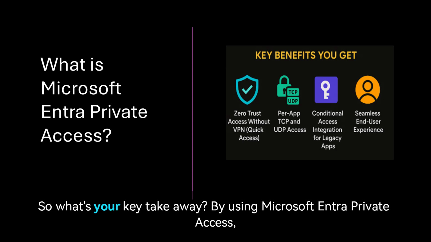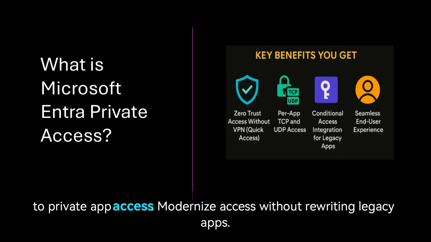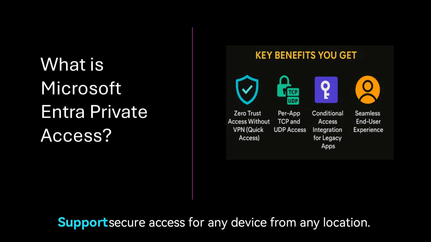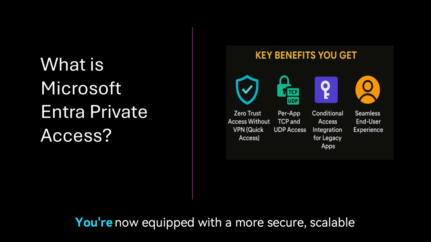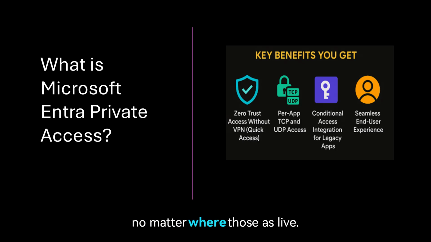So, what's your key takeaway? By using Microsoft Entra Private Access, you remove the complexity and risk of VPNs. Apply zero-trust principles directly to private app access. Modernize access without rewriting legacy apps. Support secure access for any device from any location. You're now equipped with a more secure, scalable, and user-friendly way to connect your workforce to the private apps they need, no matter where those apps live.